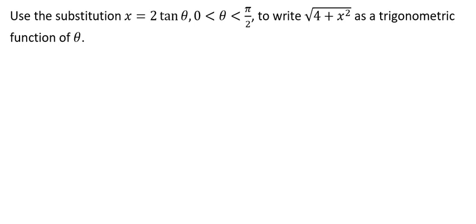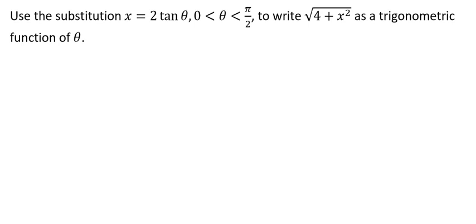In this video, we're going to be doing some trigonometric substitution. So in the example we have here, we're going to be using the substitution that x equals 2 times the tangent of theta, with theta being between 0 and pi over 2, meaning it's in the first quadrant, to write the square root of 4 plus x squared as a trigonometric function of theta.